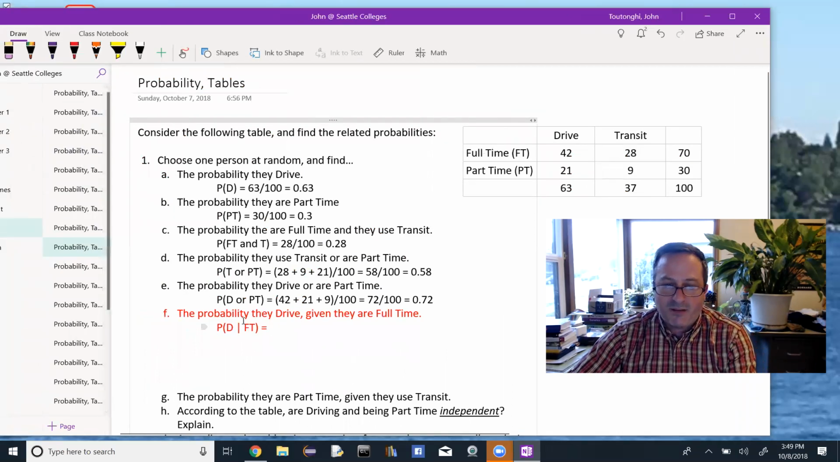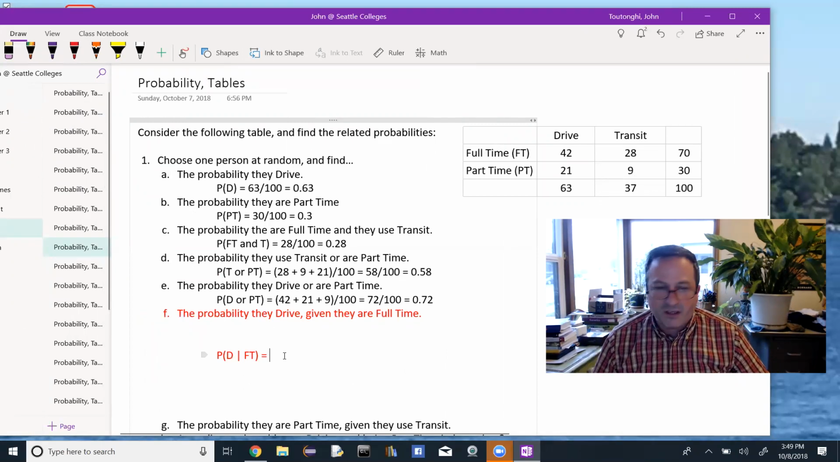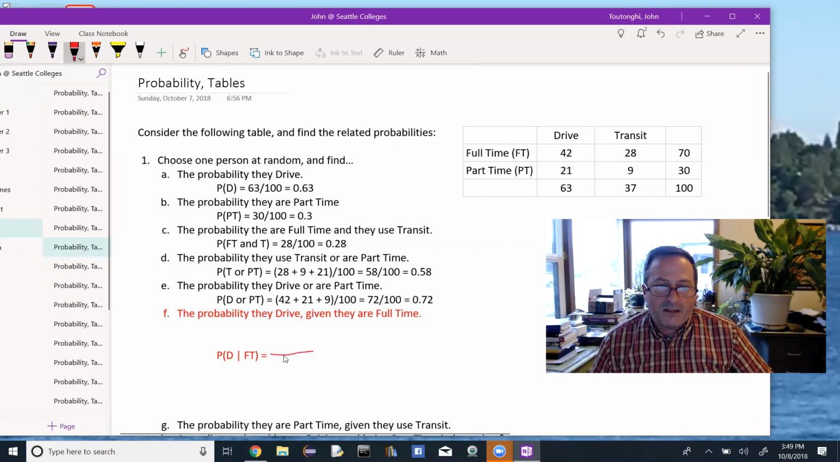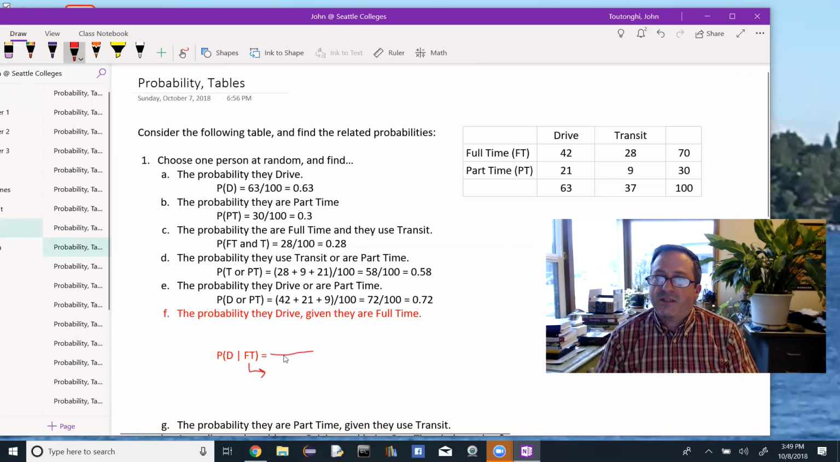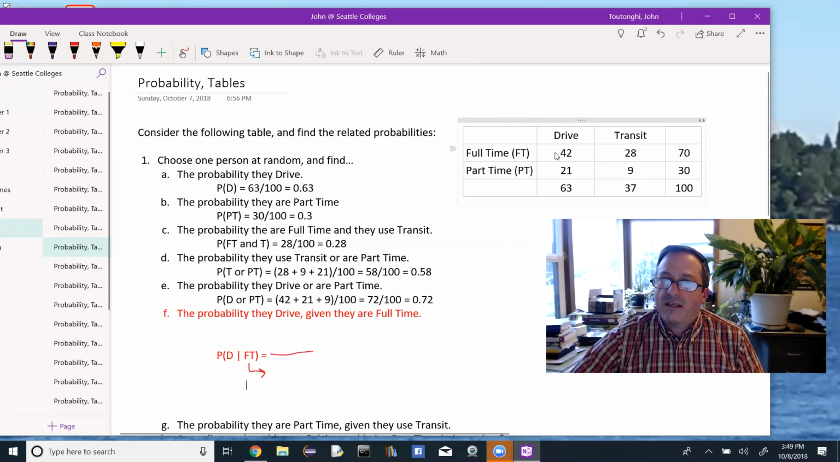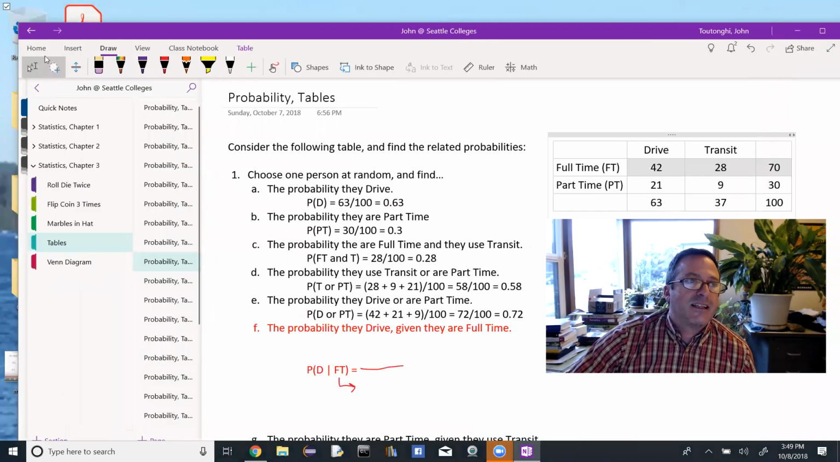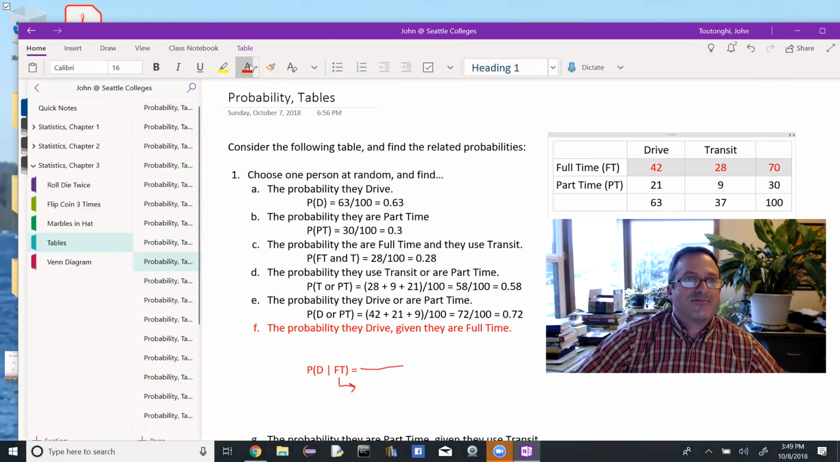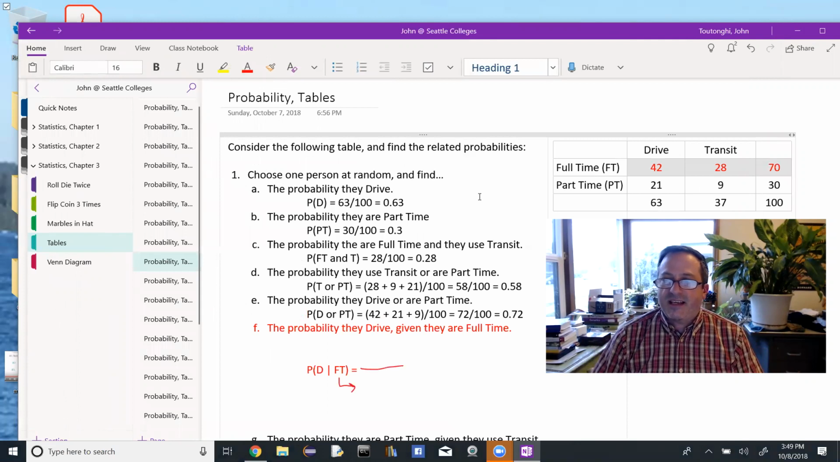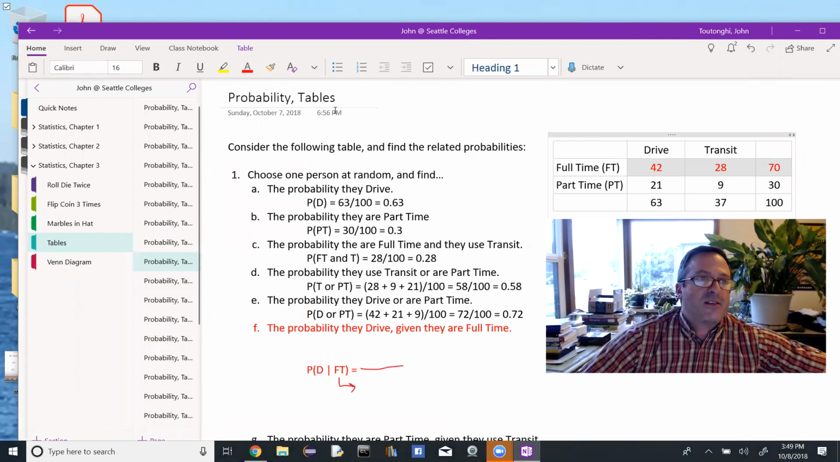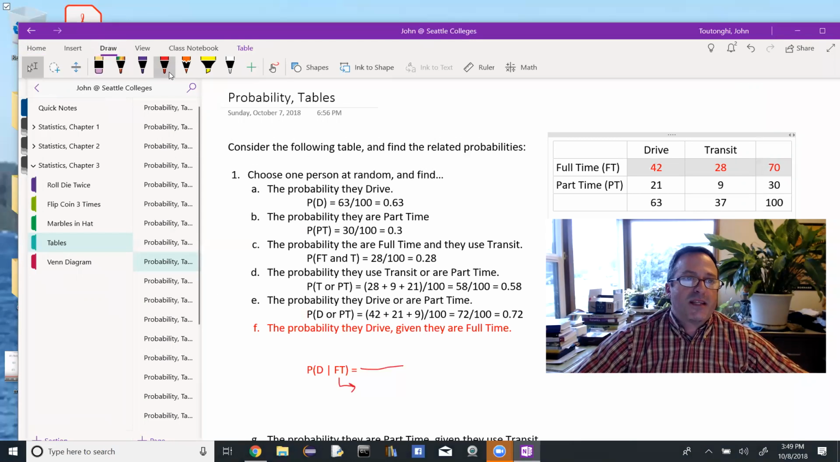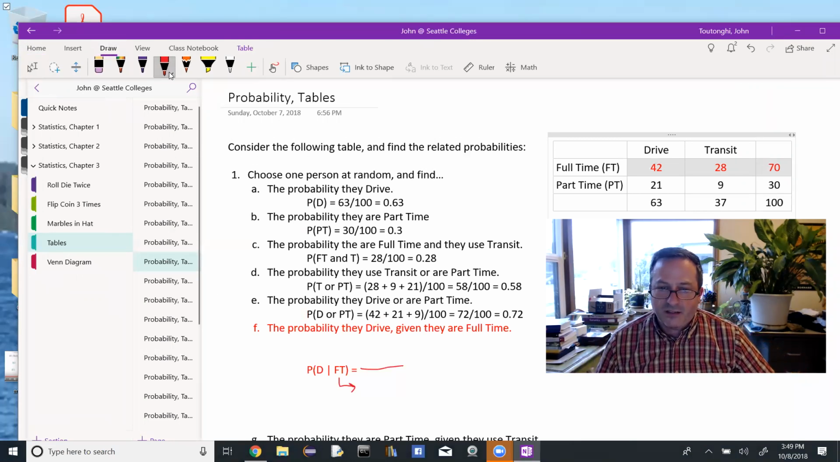generally when we do conditional probability, again, we could use a formula, or I can set up a fraction bar and look downstairs at how many people are full-time total. So full-time total is this first row. Okay, so out of them, total, there are 70 who are full-time. So I'm going to put that downstairs in this fraction.